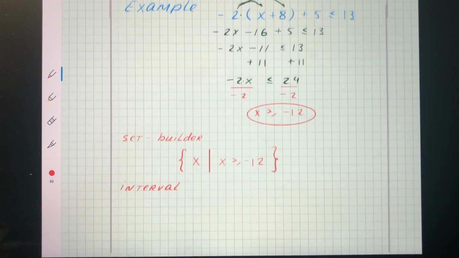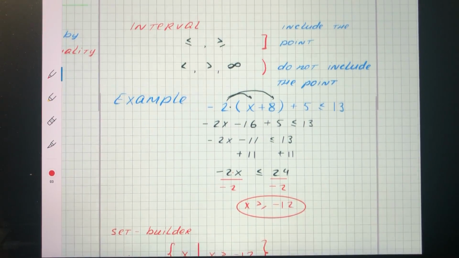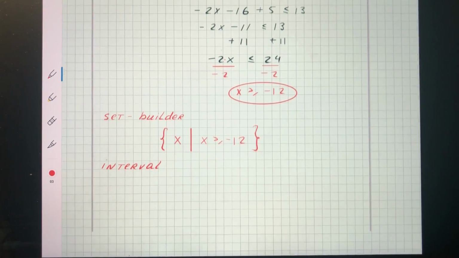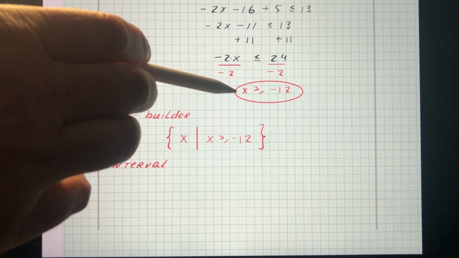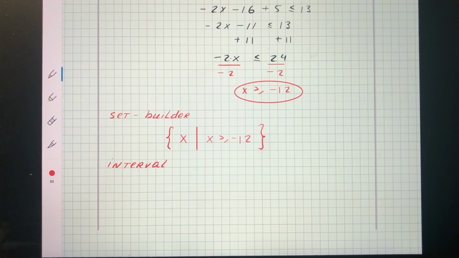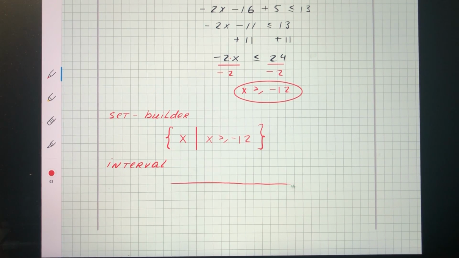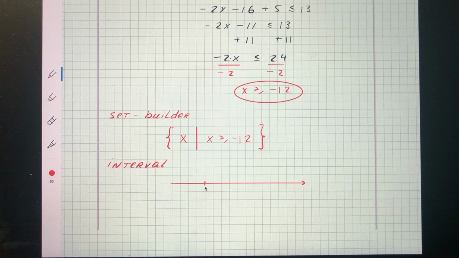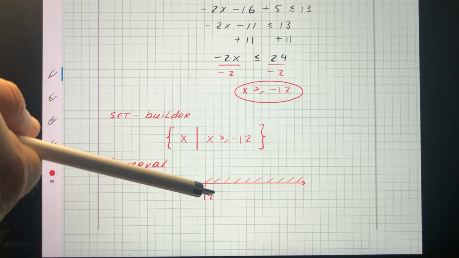In the interval notation, we need to say where the interval begins and where it ends. Well, let's look at this visually. x greater than negative 12 is going to be, here's the number line, somewhere there is a negative 12, greater than is everything to the right. So we must show all of these points using the interval. Where does the answer begin? It begins at negative 12.